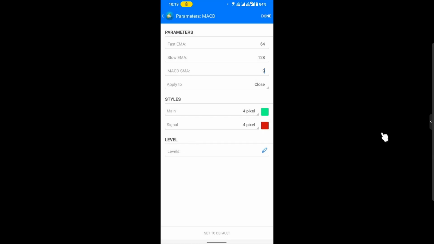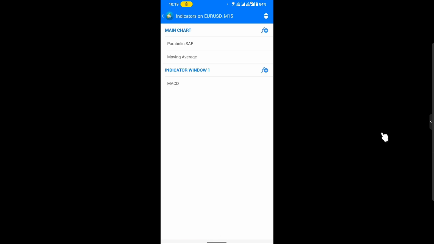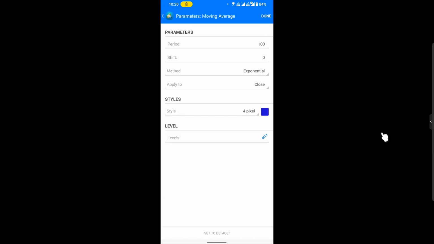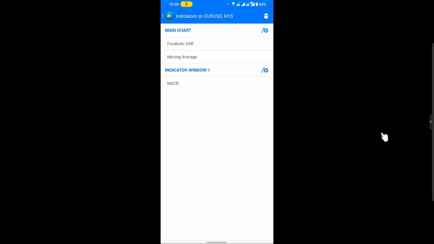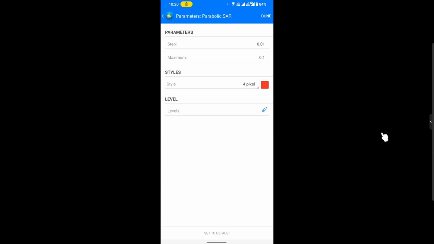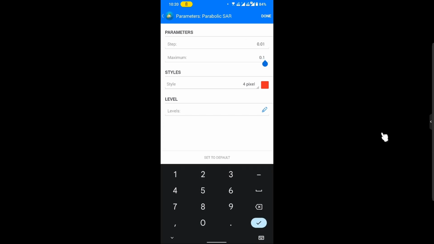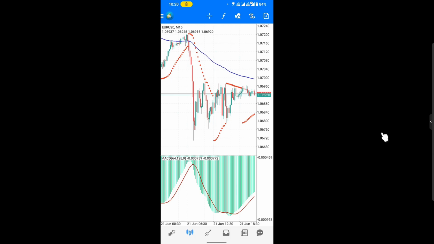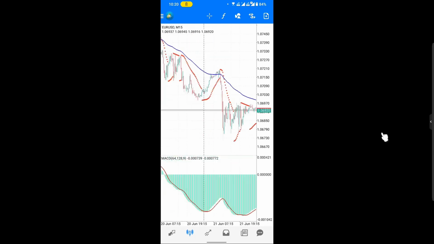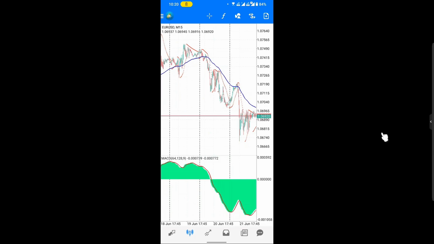That's all, no levels. After that, on the main chart you have to place a moving average, which is 100, exponential, close, 4 pixel, and any color. I like blue because it's easier to see. Then parabolic SAR, and in this you need to use 0.01, maximum is 0.1, and pixel is 4. You can use any pixel, it just should be visible. And okay, it's done.